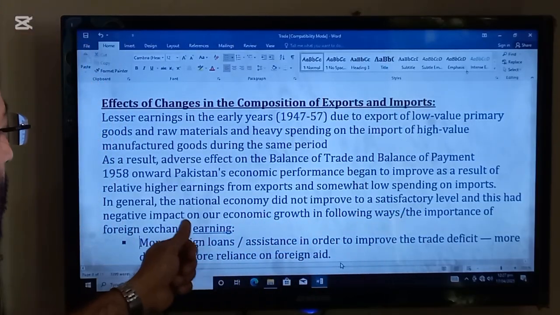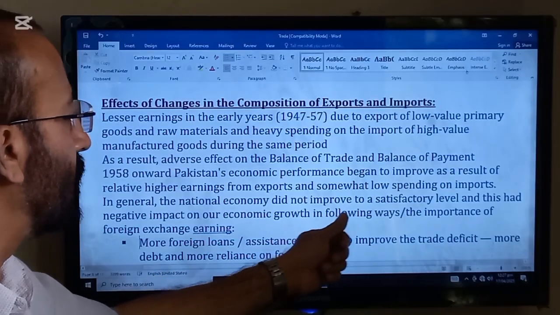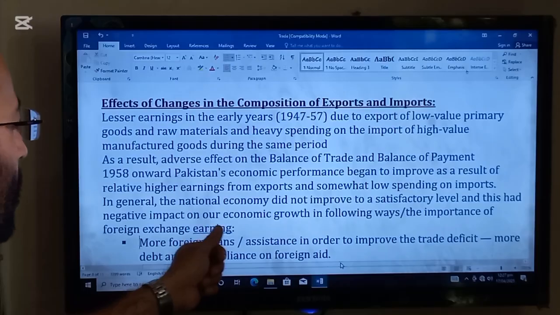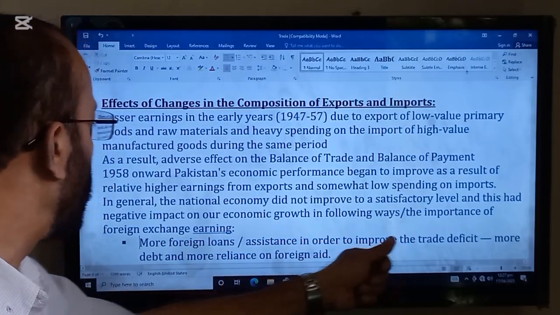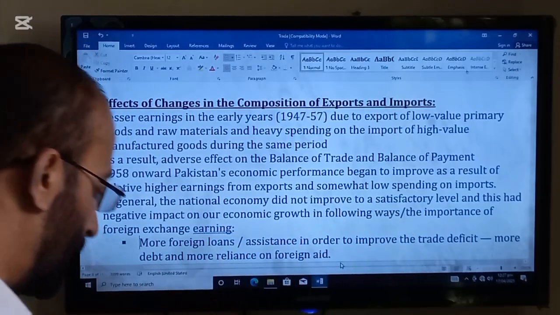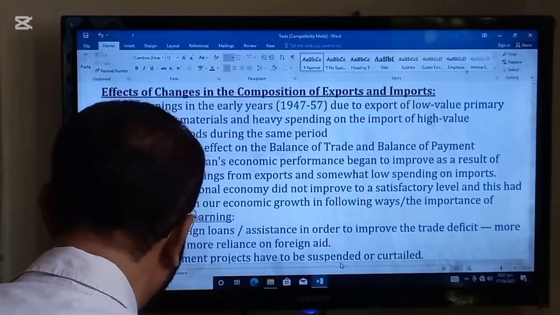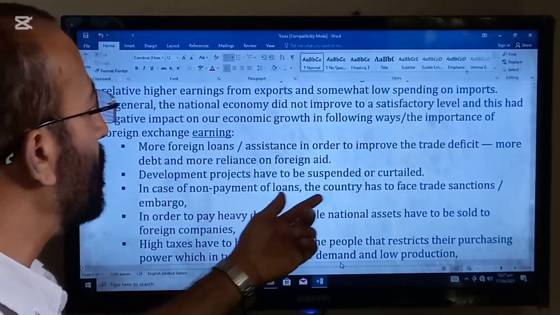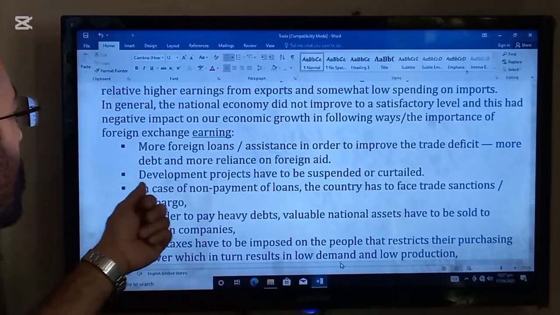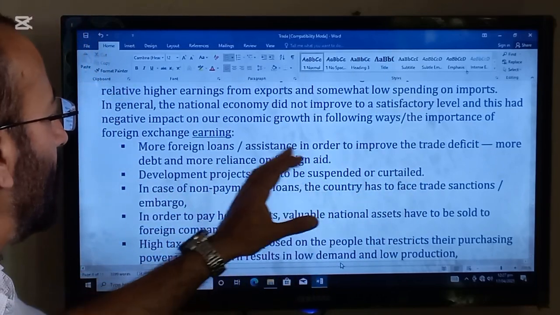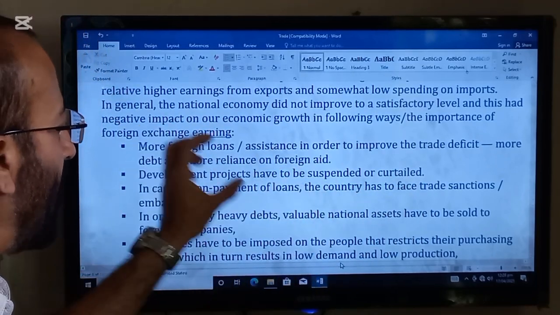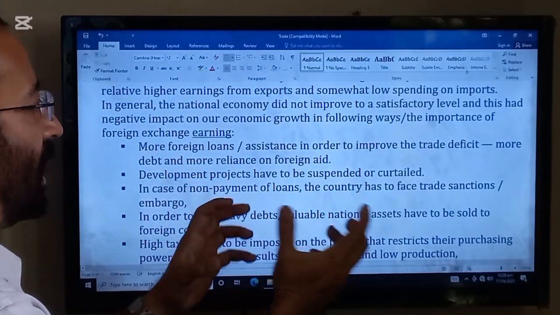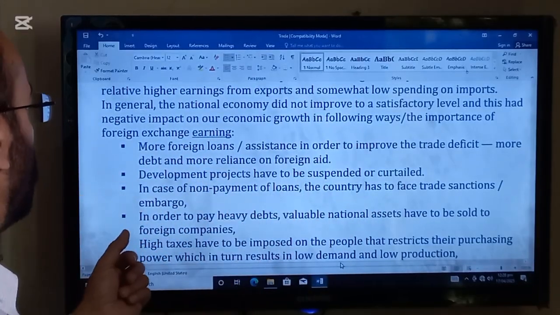In general, the national economy did not improve to a satisfactory level, and this had a negative impact on our economic growth in the following ways: the importance of foreign exchange earnings. So these were the points: more foreign loans and assistance in order to improve the trade deficit, more debts, and more reliance on foreign aid. So this was the bad impact due to the early composition of imports and exports.